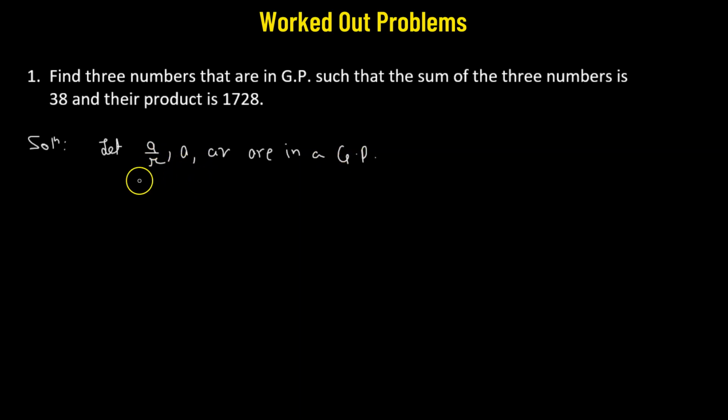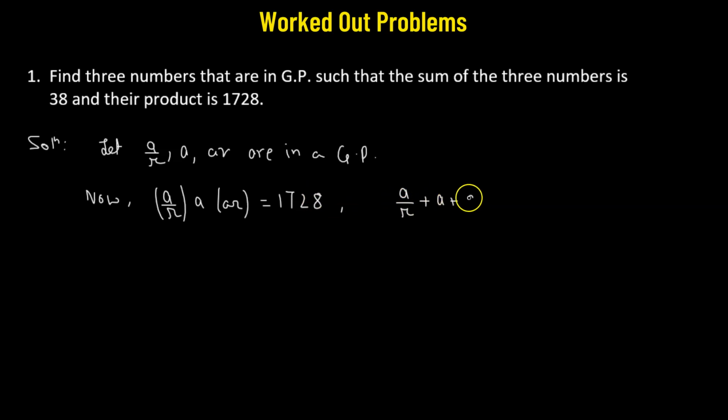Now it's given here that the product, which is a over r multiplied by a times ar, this product is given as equal to 1728. And it's given here also that the sum, that is a over r plus a plus ar, is equal to 38. Now we can see here that r and r will get cancelled. We have a cubed, and 1728, that's actually the cube of the number 12. So if we take the positive cube root, then our a value is going to be equal to 12.